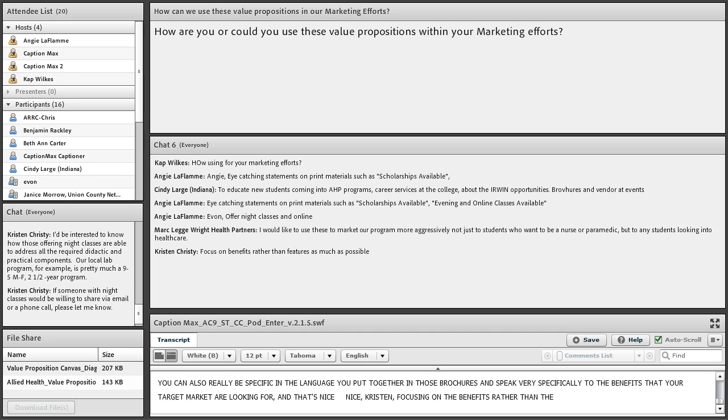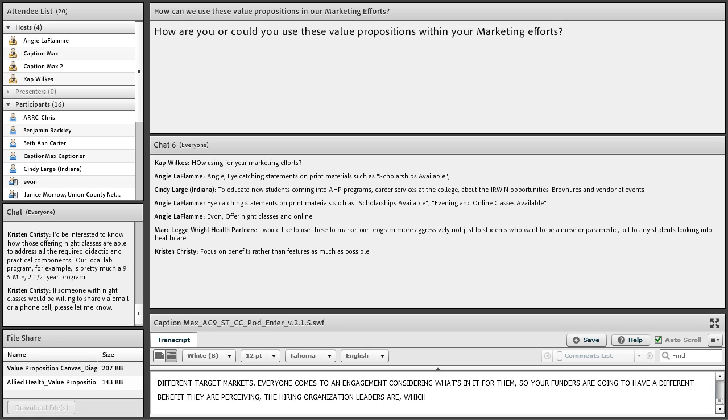And so you can also really be specific in the language that you put together in those brochures, and speak very specifically to the benefits that your target market are looking for. And that's nice, Christy, exactly. Focus on those benefits rather than just the features. And also be sensitive to the different target markets.